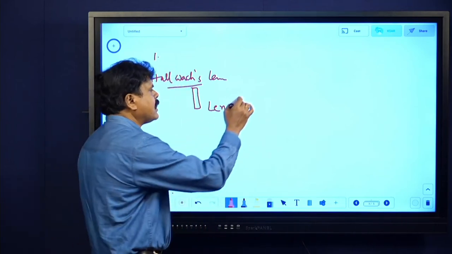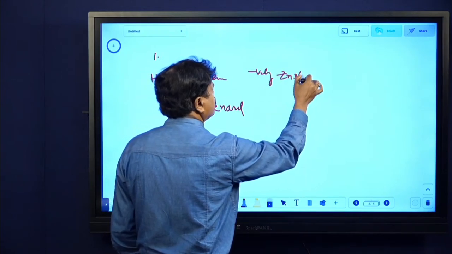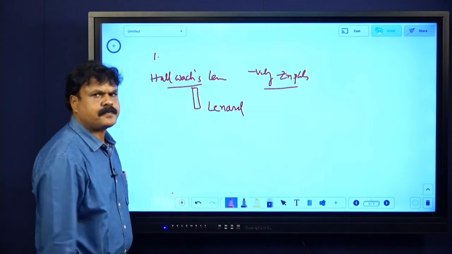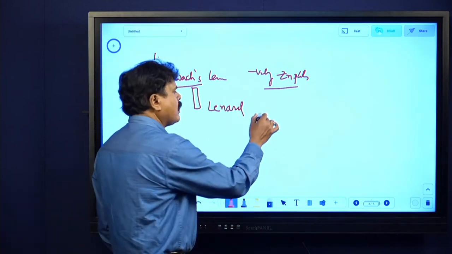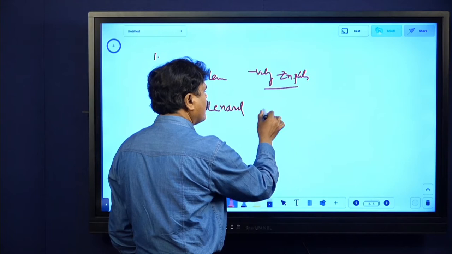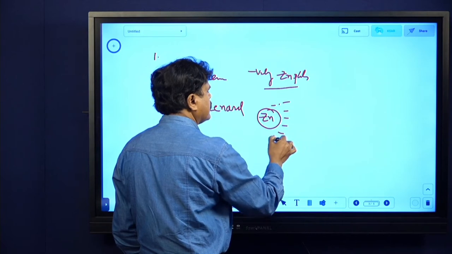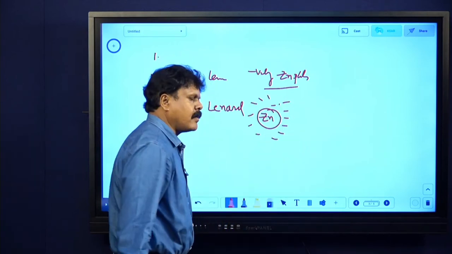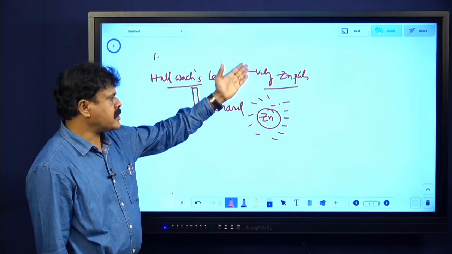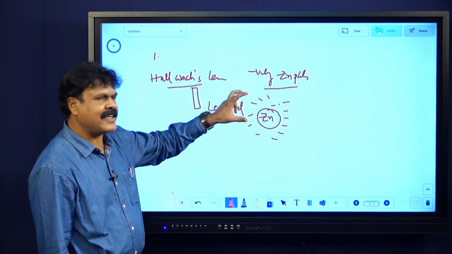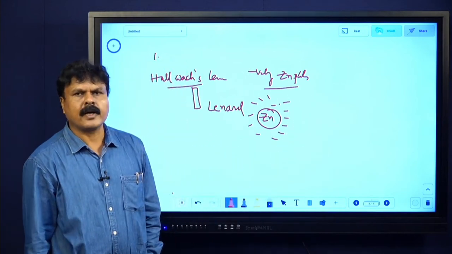Again, Hallwachs observed that a negatively charged zinc plate, try to remember this, when subjected to some radiation, electrons were going out. Negatively charged means it has an excess number of electrons. Neutral means the number of electrons is equal to the number of protons. This is a negatively charged zinc plate, and when it is subjected to UV radiation, electrons were going out.